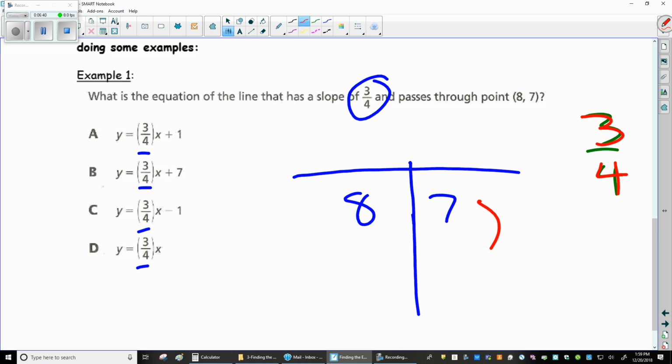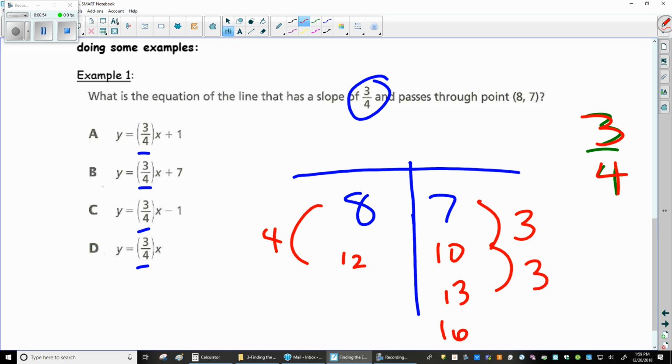So that means that I want to go this side by 3 every single time. So 10 and 13 and 16 and so on and so forth. And then I want to go this side by 4. That's what that slope tells us. So 4 more than 8 would be 12, and then 16, and so on and so forth.